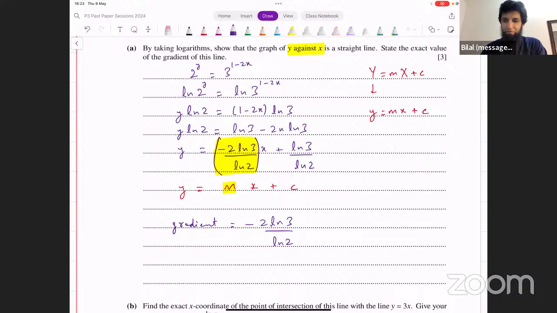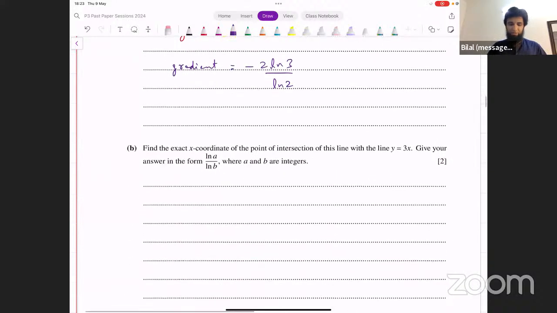Okay, so you're saying for the previous paper, the threshold was 62. That's pretty high for a paper 3. For an A, 62. So yeah, that shows the paper was quite straightforward.